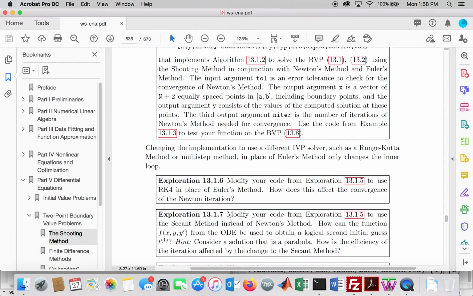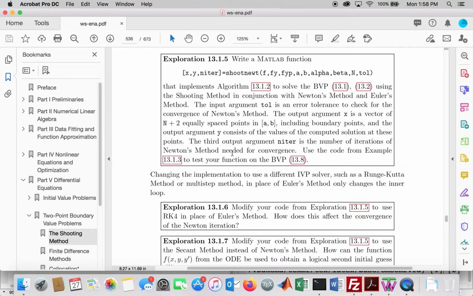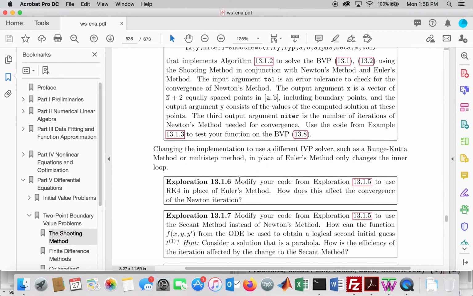So after implementing Newton's method in this function, based on the algorithm that was just shown, you can modify that to use the secant method instead, which simplifies a lot of things, but you need a second initial guess. And that one would be based on the particular function f from your ODE. There are different ways of choosing initial guesses, but a couple of ideas are explored here. So that's all for the shooting method.